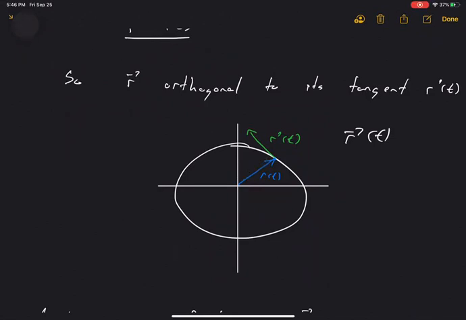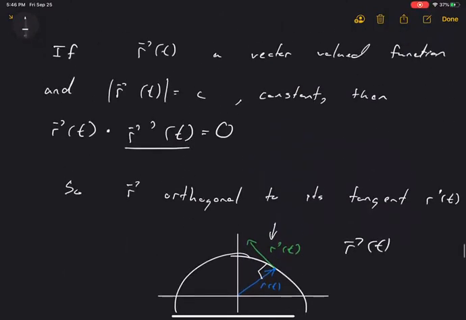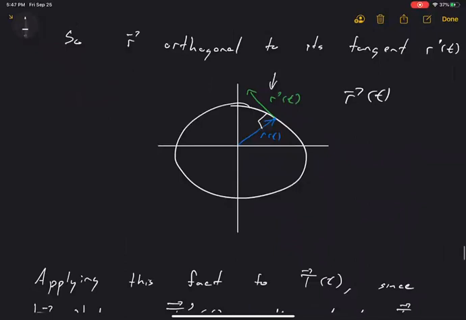The output of our vector valued function is this vector. And then what would the tangent, r prime of t, look like? Well, it'd be this green vector, right? And we can kind of see naturally that's going to be a 90-degree angle, right? And it works not just for circles, but anytime that the magnitude of r of t is constant.